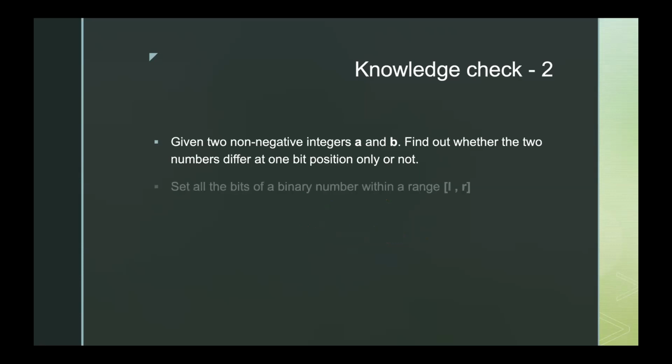Now, the second one. We learned how to set a particular bit of a number. Now, how are we going to set all the bits in a given binary number within a given range? So, for example, we have been given a binary number 1001, and the range is left equal to 2 and right equal to 0. So since this is 0 and this is 2, what we want is that all these bits are set. So how can we achieve that?